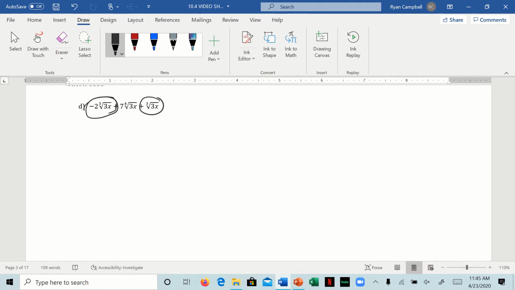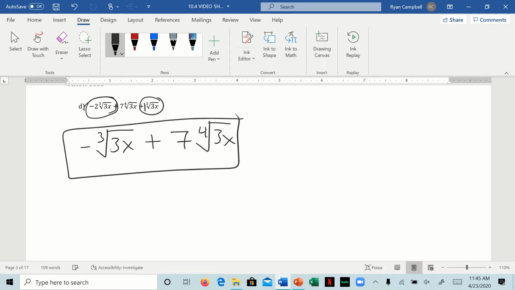So negative 2, remember this is a positive 1 out front. So negative 2 plus 1 is negative 1. So negative cube root of 3x plus 7 times the 4th root of 3x. And that's it. If you want to put negative 1, that's fine. But again, we always assume a 1 in front, so you can just put the negative.